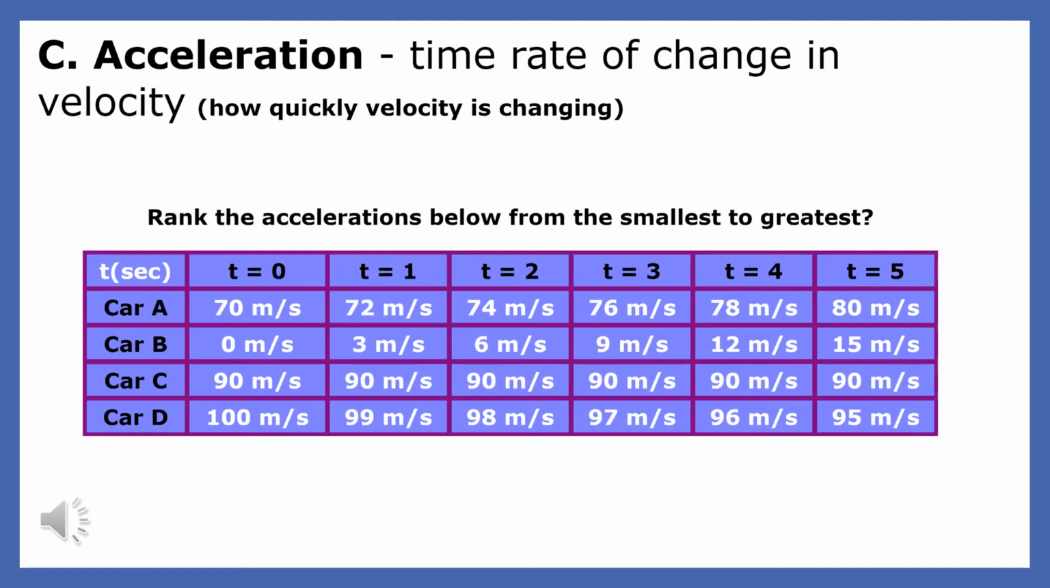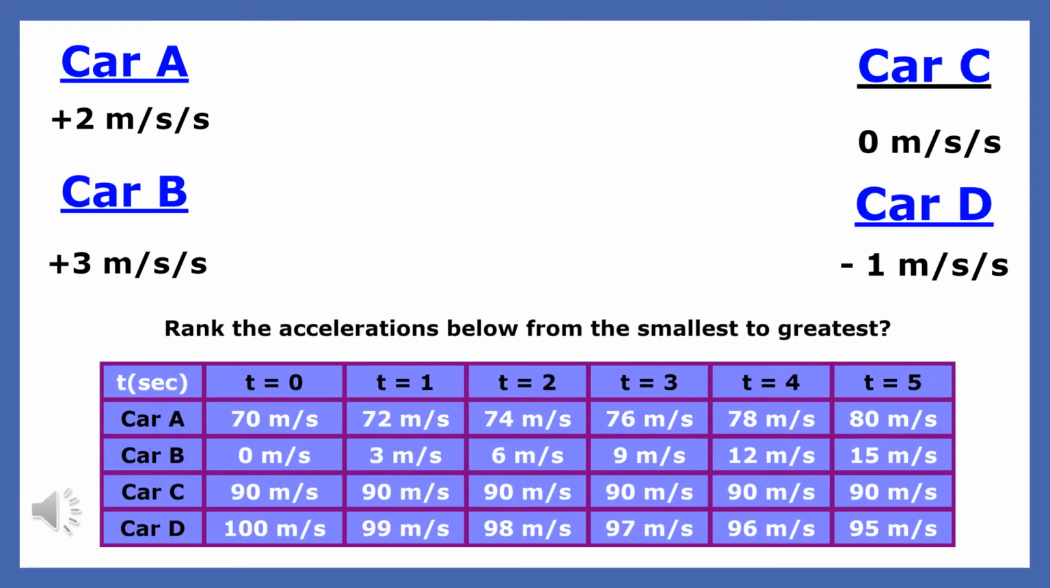Before we talk about the next greatest acceleration, you should know, in physics, negative accelerations are not less than positive accelerations. So the next greatest acceleration is car D, whose acceleration is negative 1 meters per second squared. Car D's velocity decreases by 1 meters per second each second.